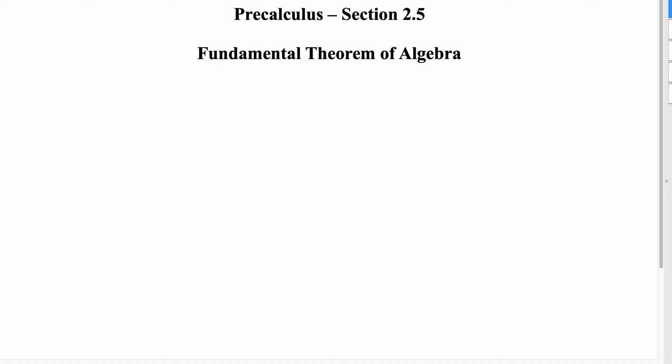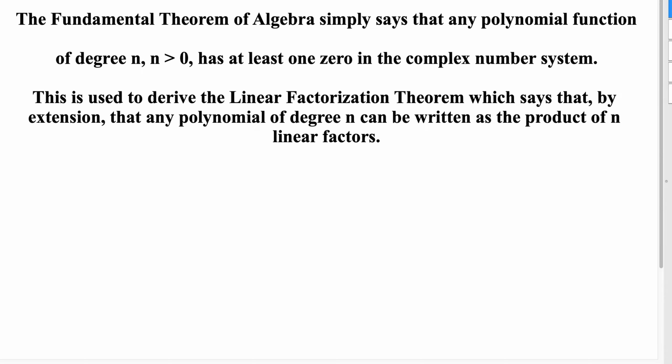Okay, on to the fundamental theorem of algebra, which sounds fundamental, but it's actually not that bad at all. Don't panic. All it really says is that any polynomial function of degree n, where n is greater than 0, in other words, linear and beyond, has at least one zero in the complex number system. Great, you say. Well, the complex number system covers all numbers, so here we go.